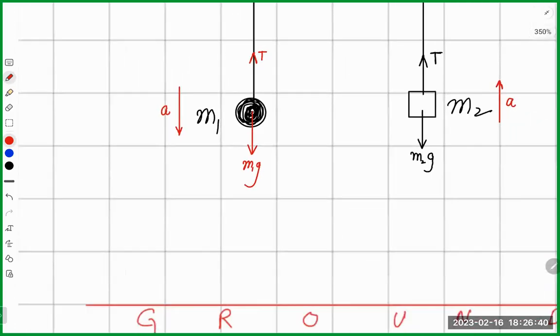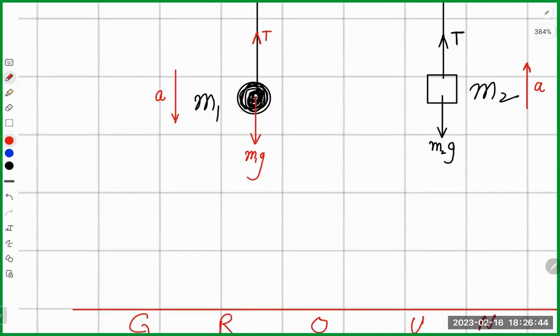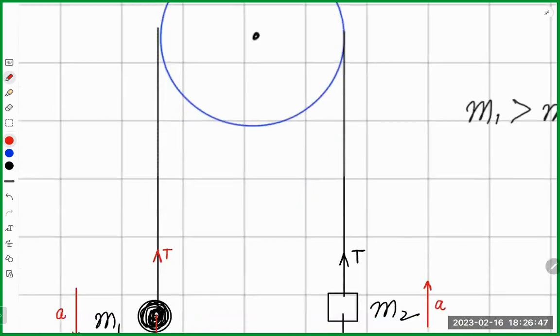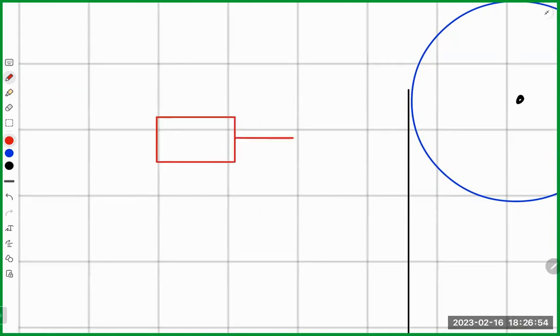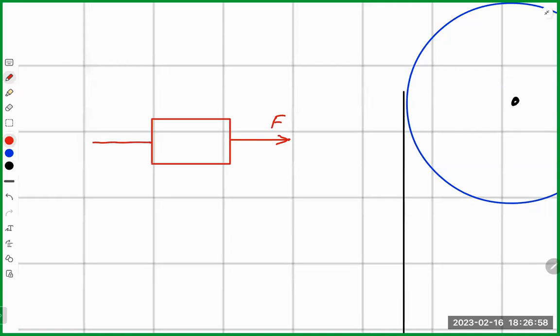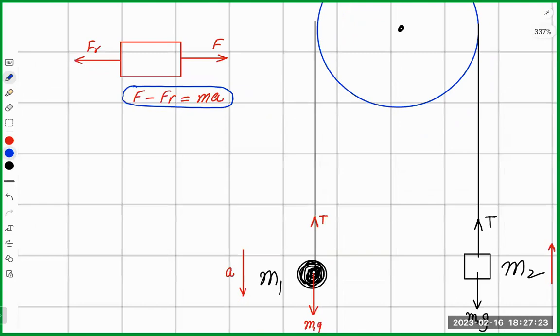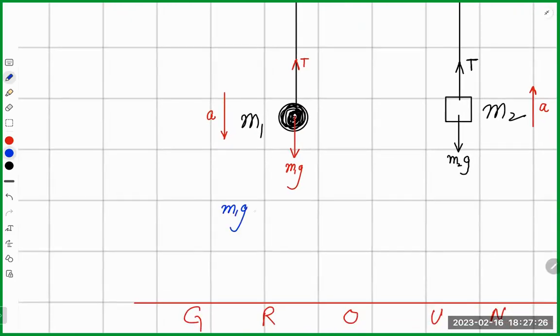Now let's make equations for them. M1. Do you remember the force second law equation? If there is an object like this, forward force F, backward force Fr, what was F minus Fr equal to? F minus Fr equals Ma. So M1G minus T equals M1A.